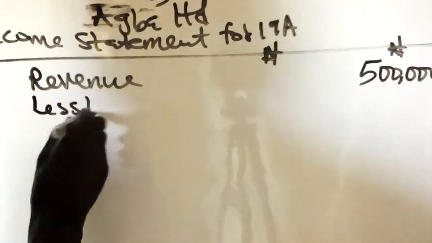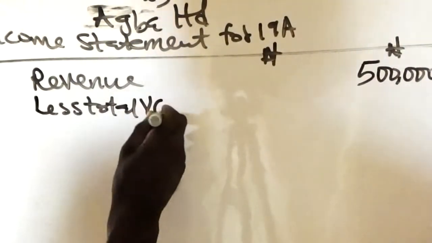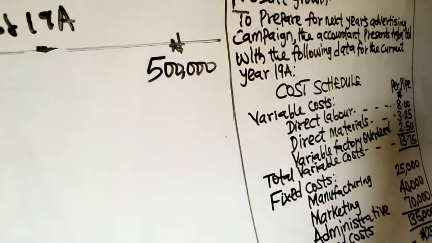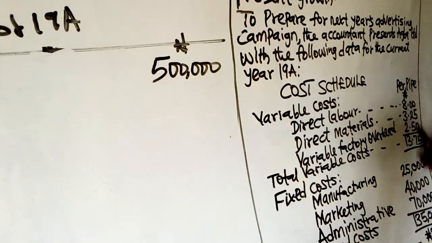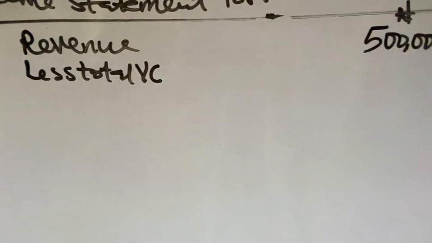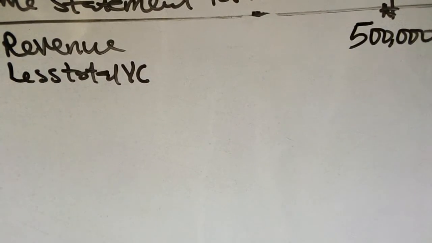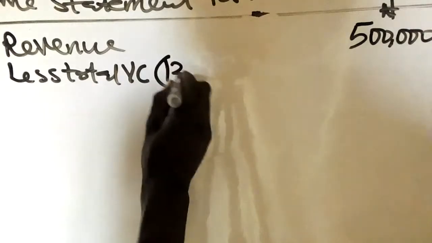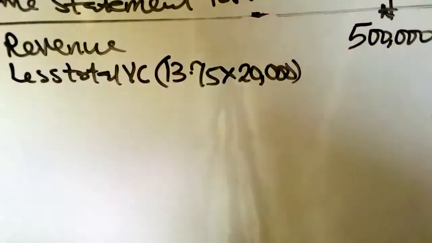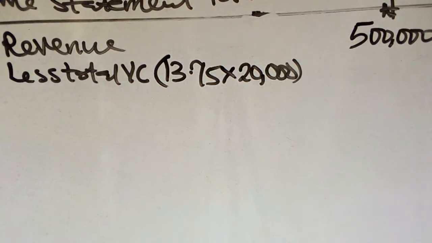So from revenue, less total variable cost. You were given the variable cost per unit of 19A. The variable cost per pipe of 19A is 13.75, multiplied by the number of units of 19A sold, which is given to be 20,000 units. So we have 13.75 times 20,000. That will give you the total variable cost for 19A.